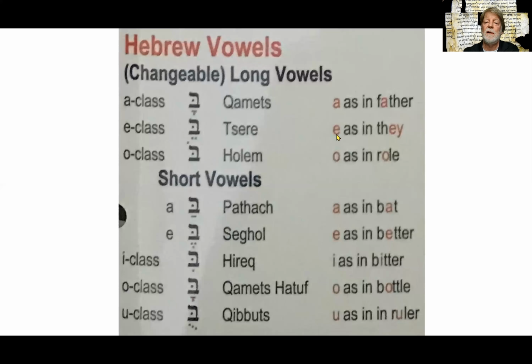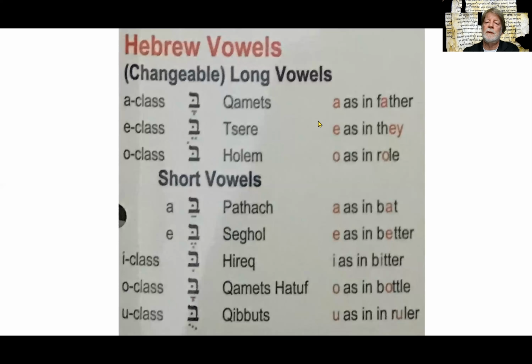And then the last column, the fourth column here, is how this vowel would be pronounced in the English language. So the first one that we're going to learn is the kametz. It has an A sound. It's an A-class vowel, and it's the A sound as you would make when you pronounce the word father. But again, it's going to be advantageous to us if we pronounce the word father not so much with an English accent, but with a Hebrew accent. In Hebrew, the word father would be pronounced father.